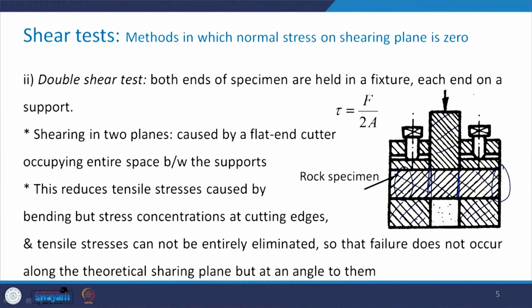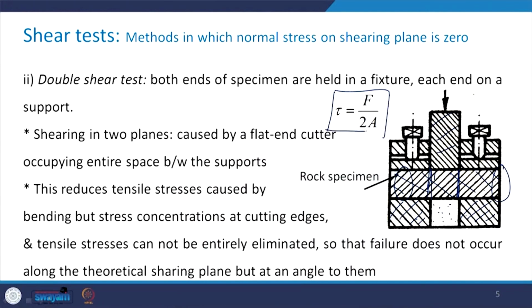So, what happens because of all these reasons is that the failure does not occur along the theoretical shearing plane, that is it should be ideally along this, but then at an angle to them. The moment this happens, again we are not going to get the correct shear strength characteristic of the rock.